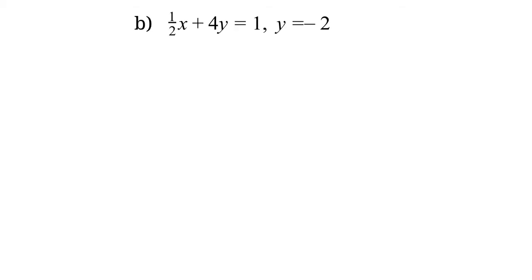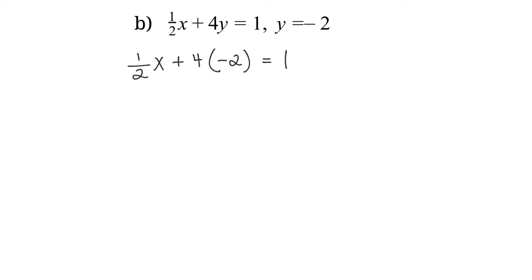All right, now it's your turn to try a very similar question. So we have two equations again. One equation is 1 over 2 x plus 4y equals 1. And we have a second equation, or a second piece of information, that y is equal to negative 2. So I'd like you to go ahead and solve this equation, pause the video, try it out for yourself, and then come back to see the full solution.